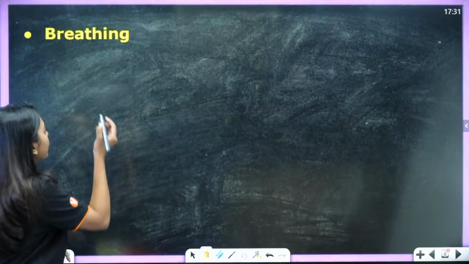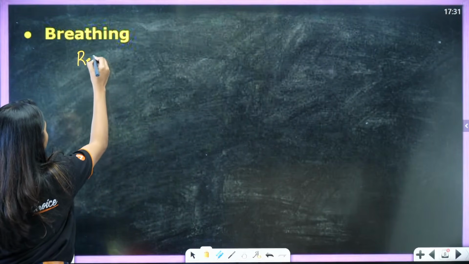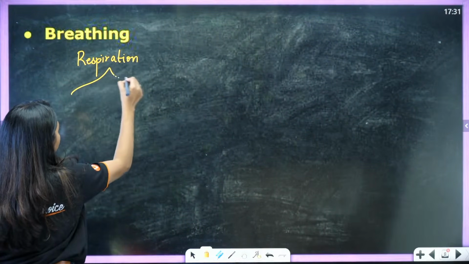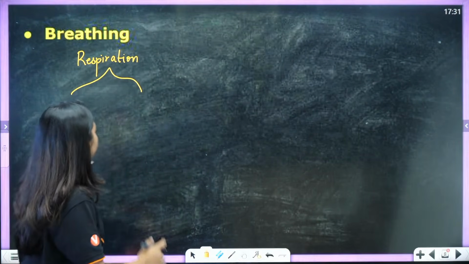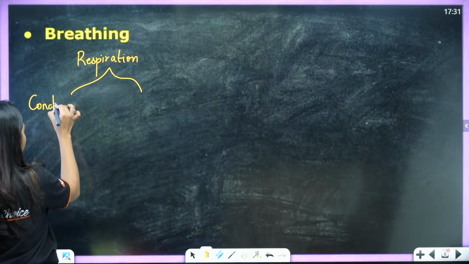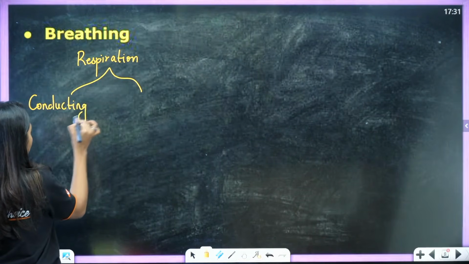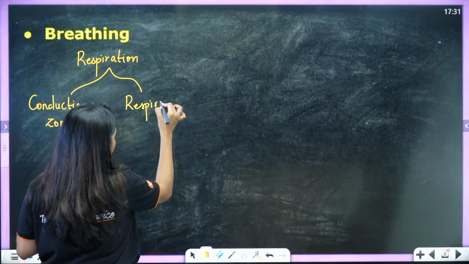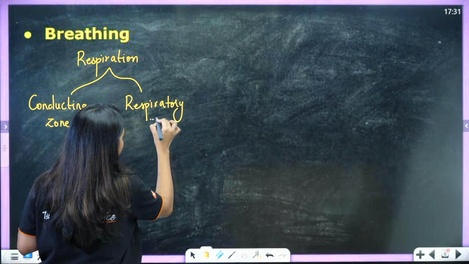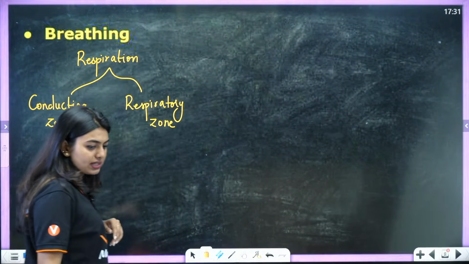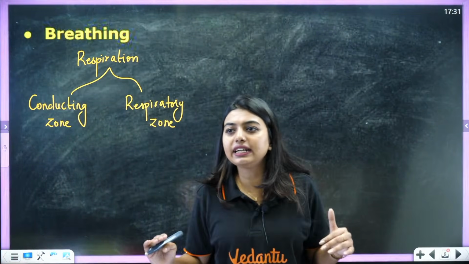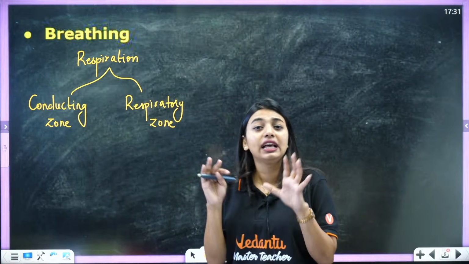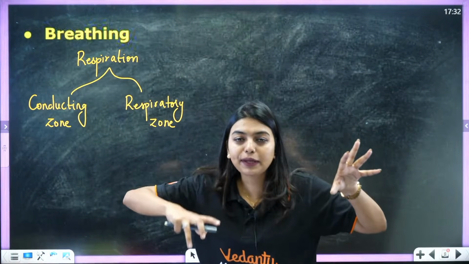Now, simply understand, your respiratory pathway, your respiratory organs as a whole, is divided into 2 regions. One is called the conducting zone, and one is called the respiratory zone. You will be like, ma'am, what's the difference? Students, conducting zone means, for example, how your NTA is a conducting zone. They make the question paper, they send you the admit card, they conduct the exam.